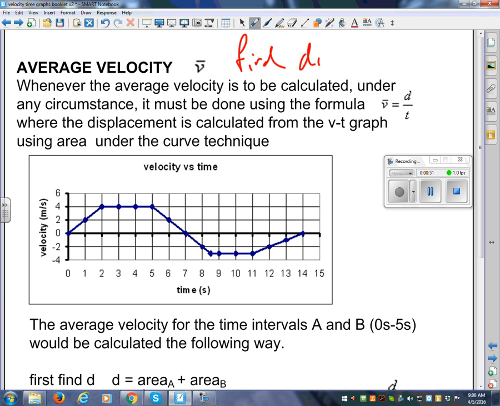Find displacement first. Okay? Here's the common mistake that people always make. I'm going to show you the mistake. Don't make it. Even having said that, there's still going to be 5 or 6 of you that are going to do it because you're not listening close enough right now.